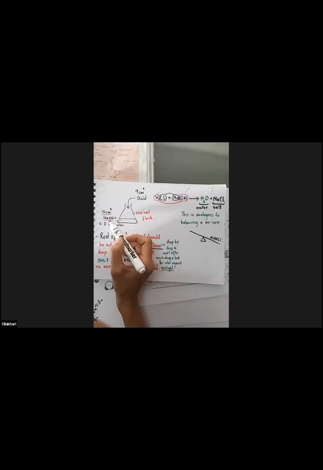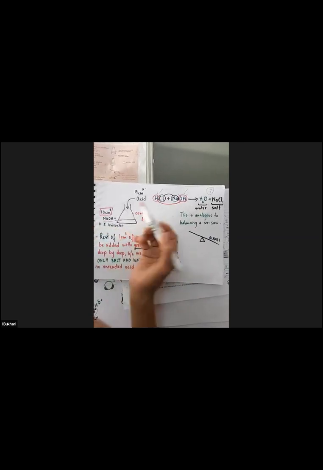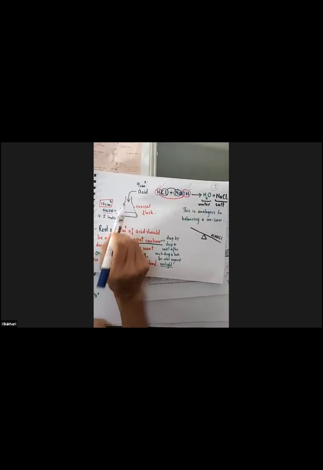So this is an alkali. Remember, alkali is a soluble base. I took a known volume, 10 cm cube. I measured it with the help of a measuring cylinder or any measuring apparatus, and I poured in 10 cm cube of sodium hydroxide along with universal indicator.